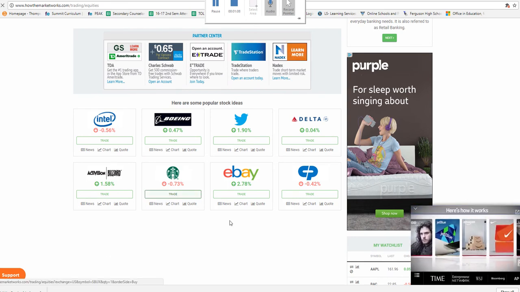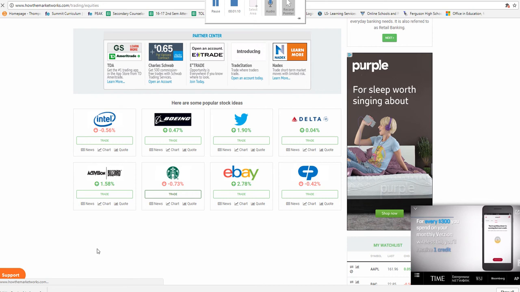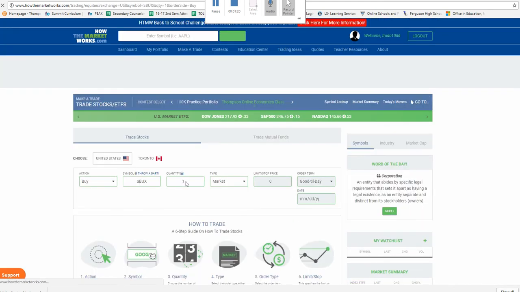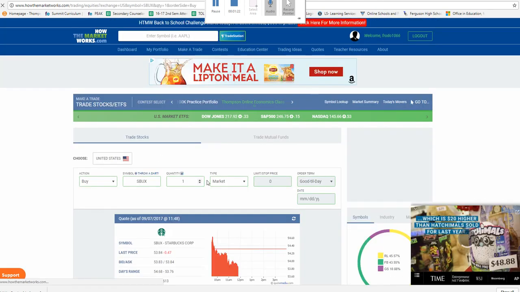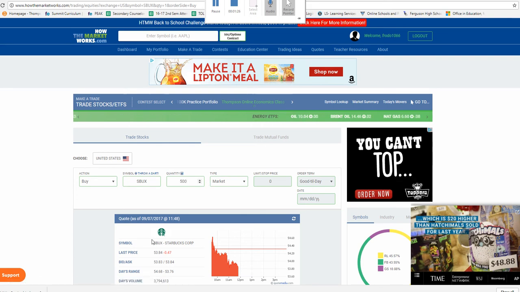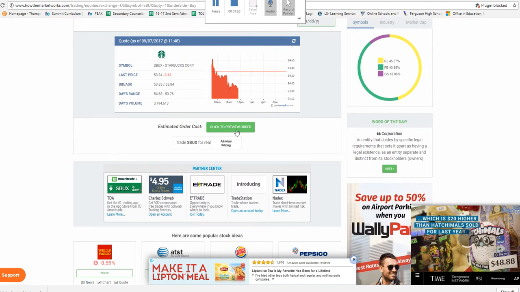So I like Starbucks, so I'm going to buy some Starbucks. It's taking a minute. Sometimes it takes a second or two to load. There it is. There's my Starbucks. Let's do 500 shares of Starbucks. I don't know if I can afford that, but I'm going to try it. This shows you what it's doing today. Click to preview the order.